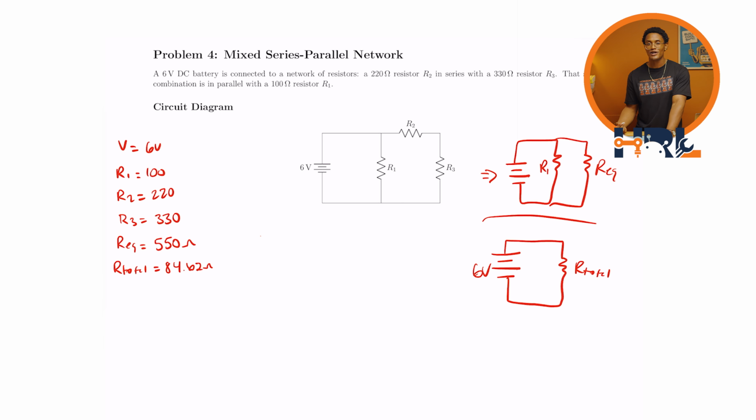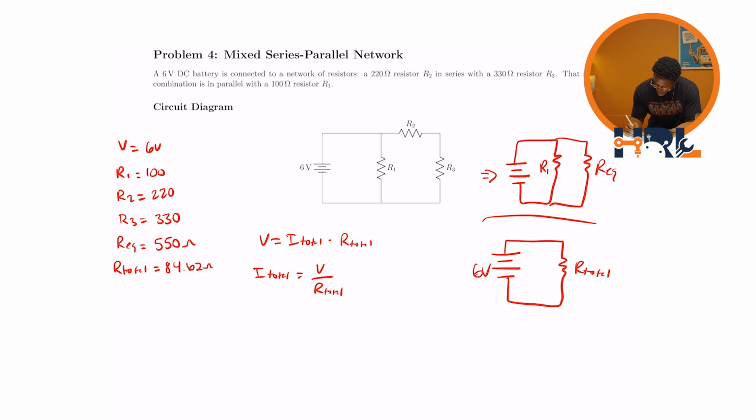To find the total current, we obviously need to use Ohm's law once again. We have V equals I total times R total. So if we change up our equation, we have I total equals V over R total. The voltage is 6 volts and our resistance is 84.62 ohms. That tells us that our total current is 0.0709 amps or 70.9 milliamps.